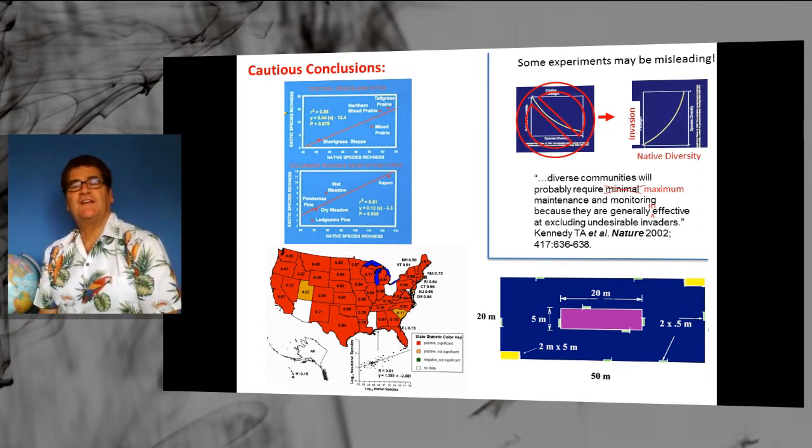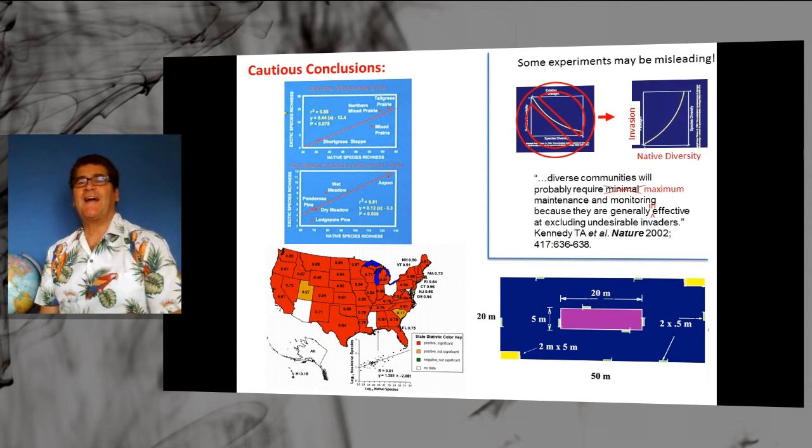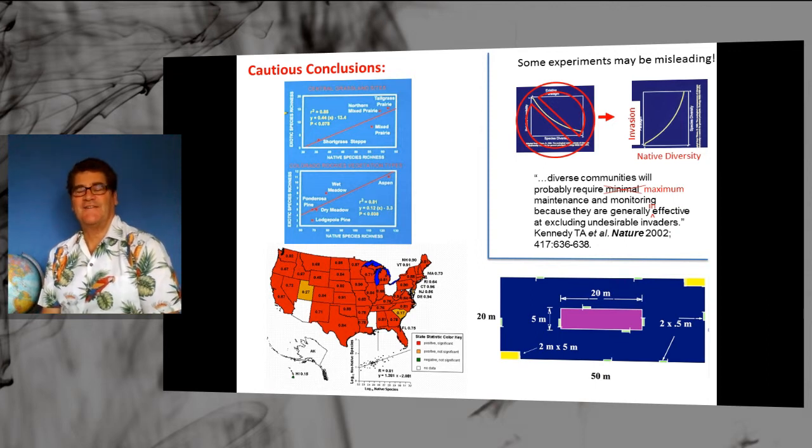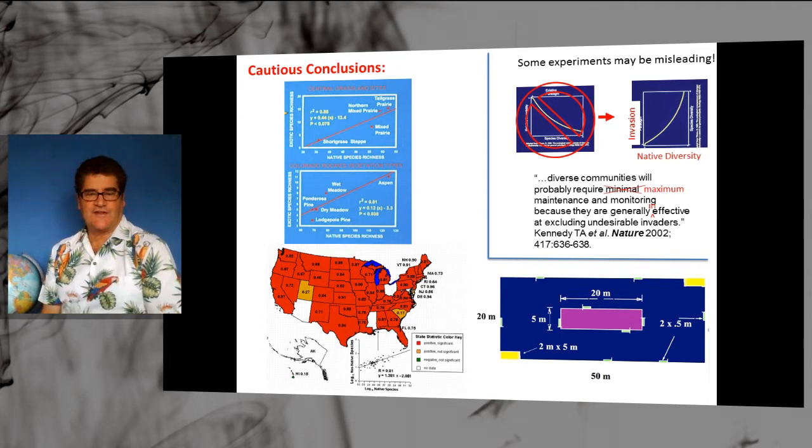And it might be that diverse communities probably require maximum maintenance and monitoring because they are generally ineffective at excluding undesirable invaders. So carefully look at experiments and natural observational studies and look into how each are done before you make up your mind.